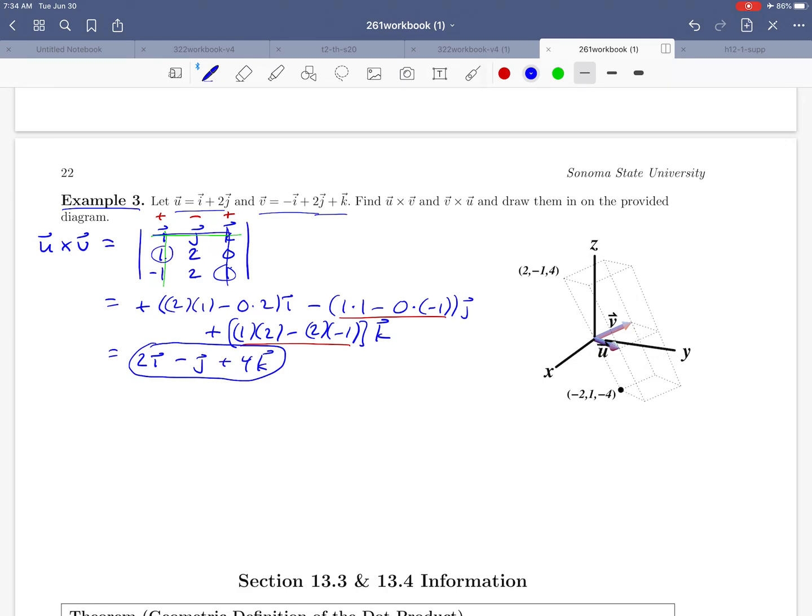Where would that appear in our diagram? Notice that there's a point in our diagram labeled 2, -1, 4, and so the vector 2i minus j plus 4k is going to start at the origin and go to that point. So u cross v is going to be right there. And notice that that vector has a very interesting property. It's perpendicular to both u and v at the same time. That's the key property of the cross product.